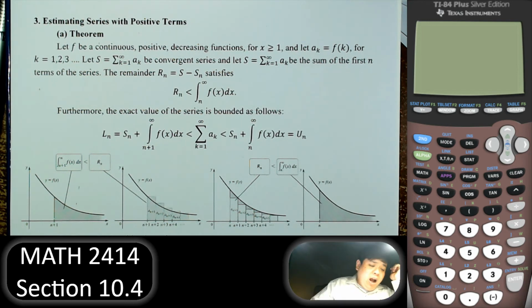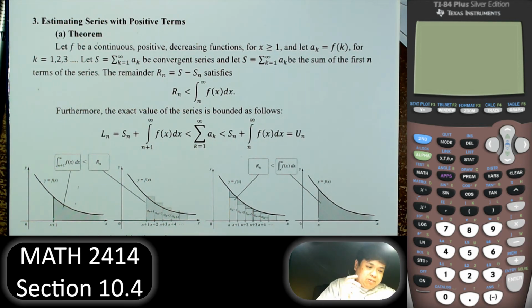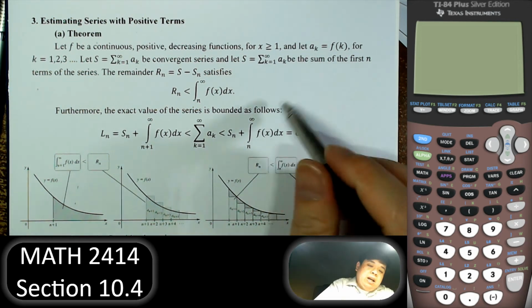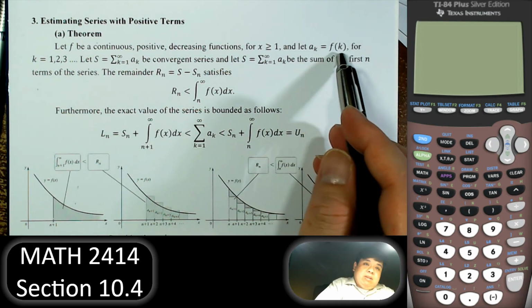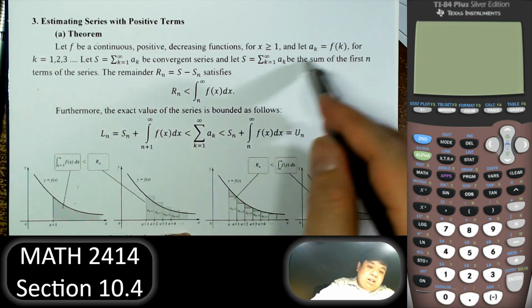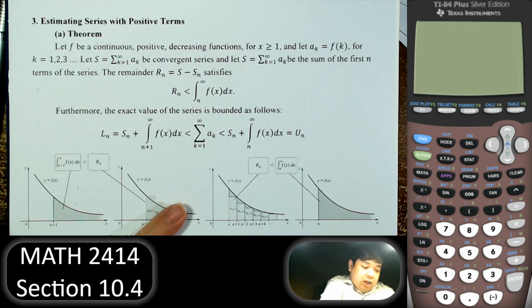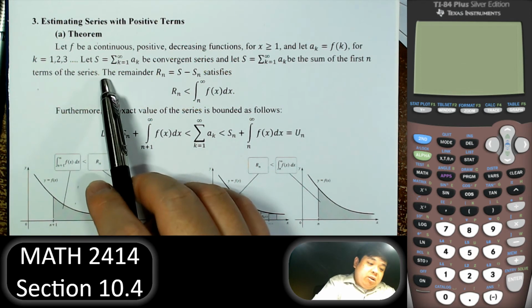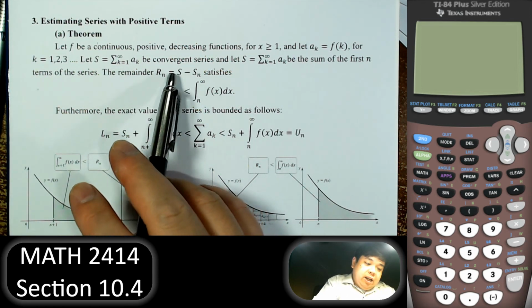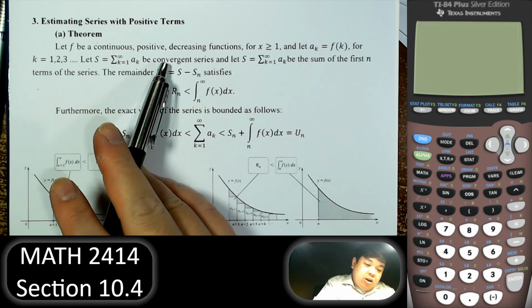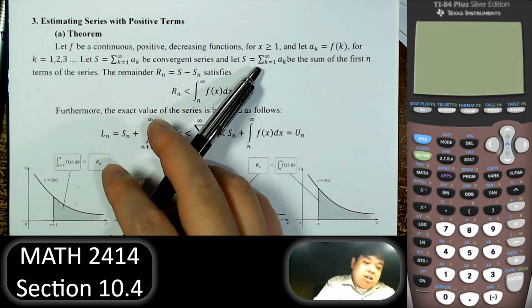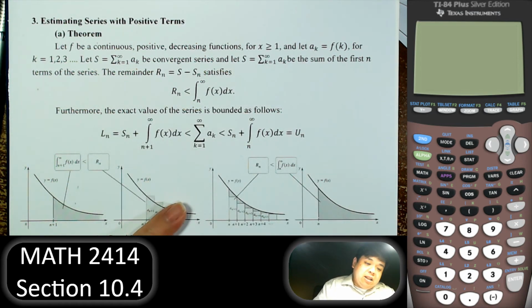So let f be continuous, positive and decreasing for x greater than or equal to 1. So all those 3 ingredients are required for the integral test. Now h of k equals f of k. We said let the series be convergent, and s is the sum of the first n terms.